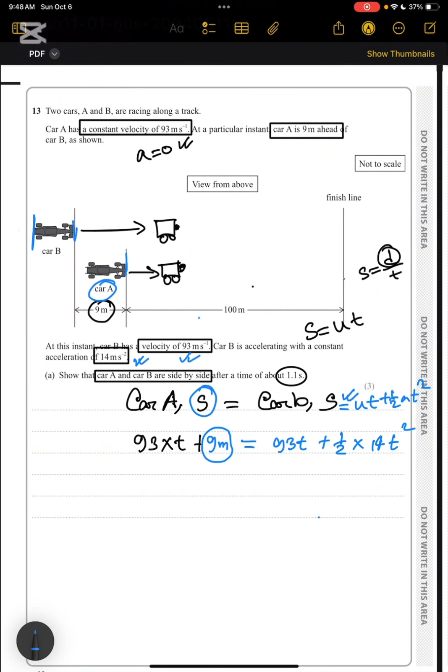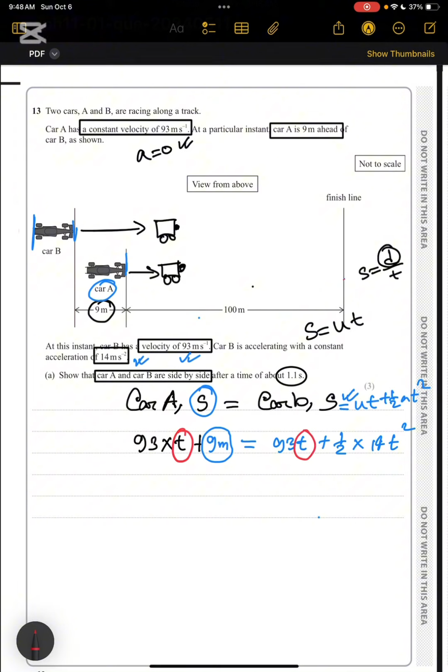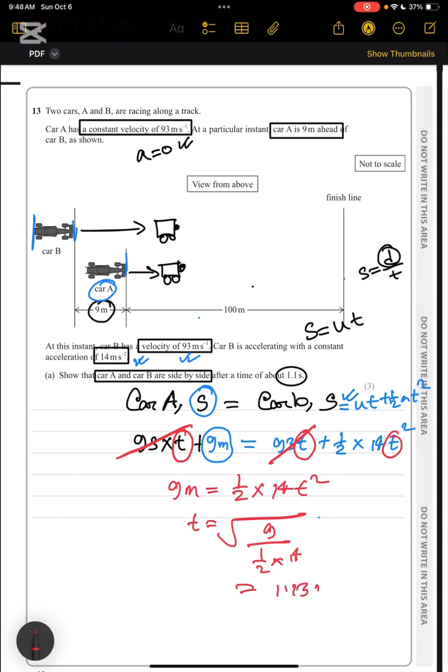Its displacement starts from here. So we have only done with this. Now we have to just make t the subject of this equation and answer this question and find the time. So we can write it down as 9 meters is equals to half into 14t squared. There is 93t and here is 93t. We can remove these two. So we are left with t is equals to root over 9 divided by half into 14. So the answer will be 1.13 ms minus 1.